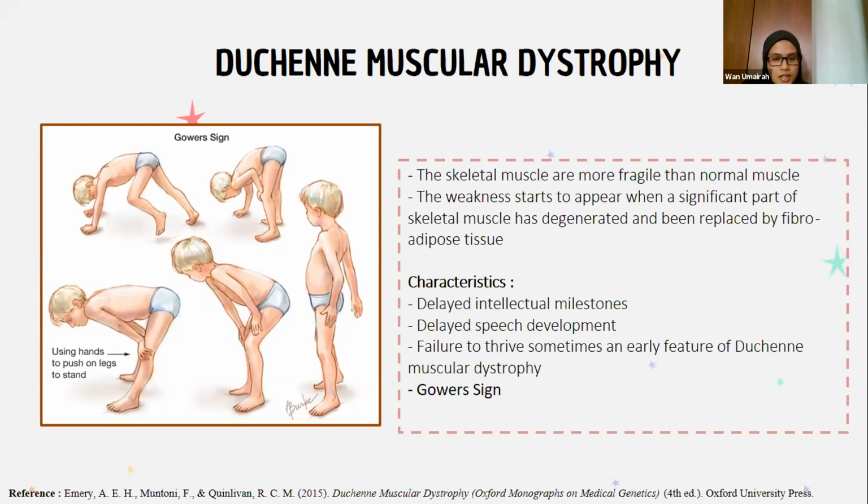For Gower sign, like in the picture, it results from weakness in the child's proximal hip muscles. So when the child wants to get up from a sitting or supine position, they need to prop on their elbows and knees, and then the knees and elbows are extended to raise the body.